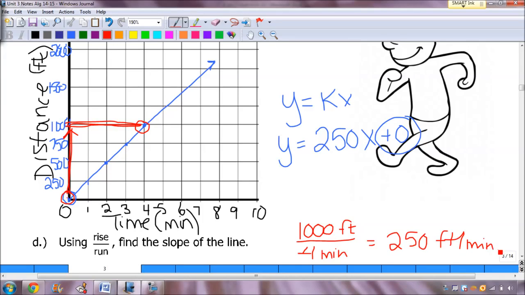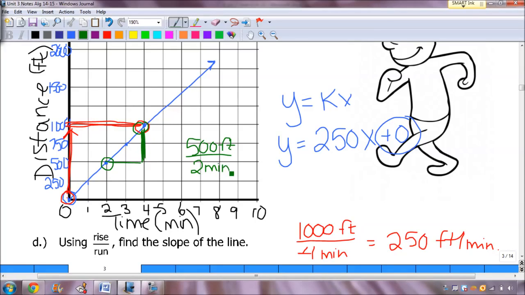And then the nice thing about this is no matter what I use, I'll always get the same constant of proportionality because it is the constant of proportionality. It's constant, it doesn't change. I could have started here and I can end at a different spot or the same spot, it really doesn't matter. And then my rise right here is 500, right, feet. My run is 2 minutes.